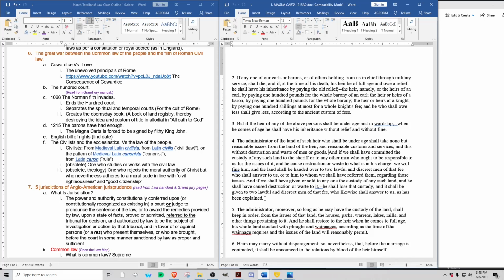So they keep being able to keep it basically under that aspect of control until what? Until the heir comes forward, which is this part.